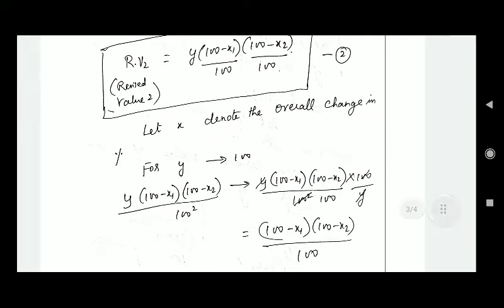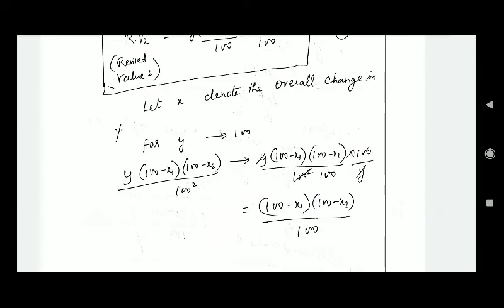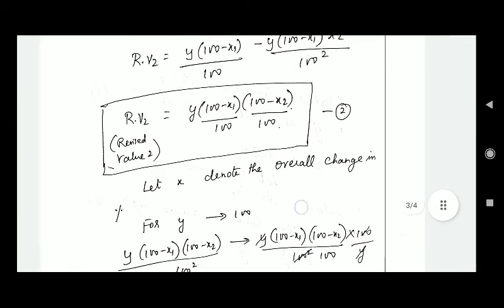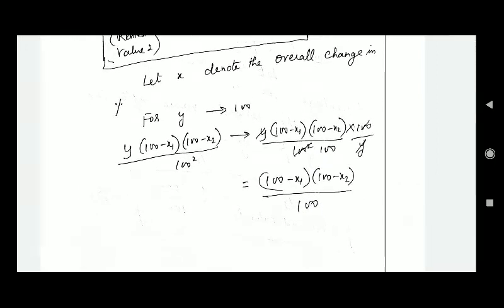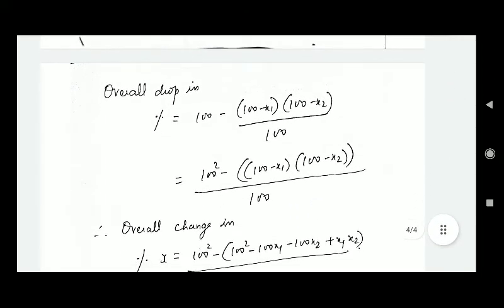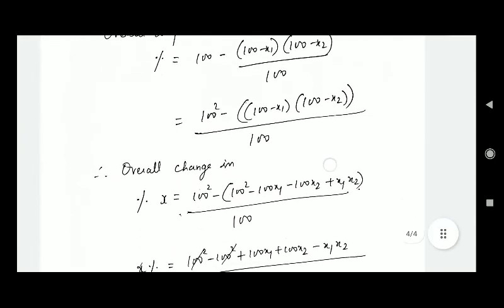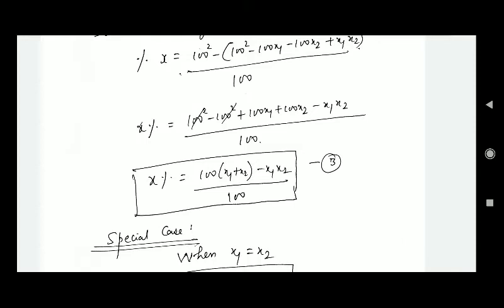Now if we tend to find the overall percentage drop, let us denote it by x. So if y is given a yardstick of 100, this revised value given by equation number 2 will be found equivalent to (100 minus x1) times (100 minus x2) by 100. So the overall drop in percentage will be 100 minus (100 minus x1) times (100 minus x2) by 100. After manipulating, the final value that we get will be x percentage equals 100 times (x1 plus x2) minus x1 x2 by 100. So this equation 3 will also be quite useful for all the competitive exams.